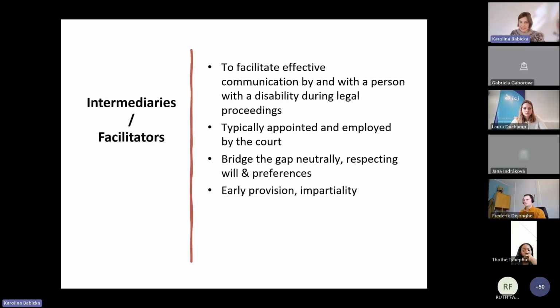I will mention a few concrete examples of procedural accommodations, as we also describe them in more detail in the Benchbook. First, intermediaries or facilitators that are typically appointed and employed by the court and are neutral facilitators in the proceedings in principle. They are there to facilitate communication by and with a person with a disability during the proceedings. Typically they're used in justice systems, for instance, in the UK. And some EU member states have also started to use this procedural accommodation, such as Spain or Romania.